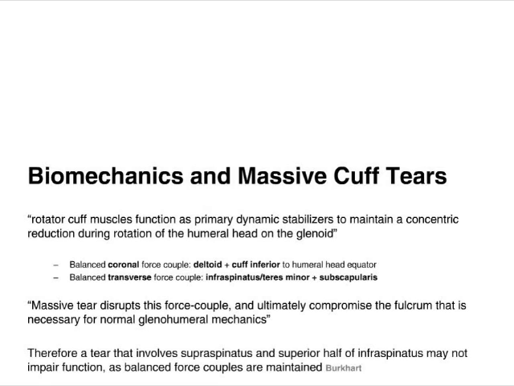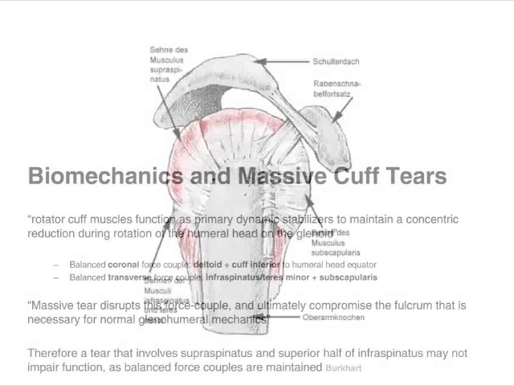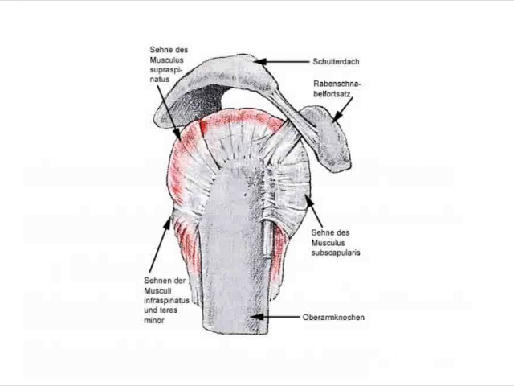Massive tears disrupt this force couple to varying degrees depending on which parts of which tendon are disrupted, and ultimately compromise the normal mechanical function of the joint. Tears that involve supraspinatus and the superior half of infraspinatus, a posterior-superior tear, tearing this posterior-superior section here, may not impair function, as often a balanced force couple is maintained, which gives way to the argument for classifying these based on function rather than on pure diameter of a tear.